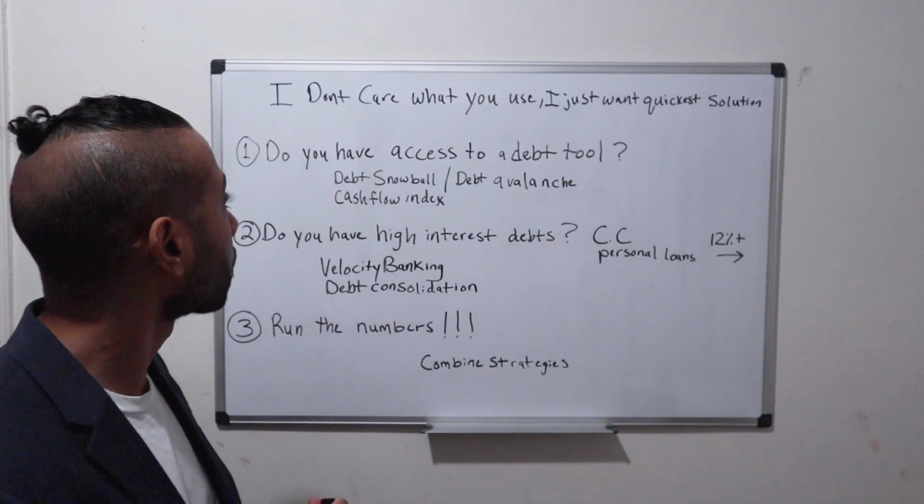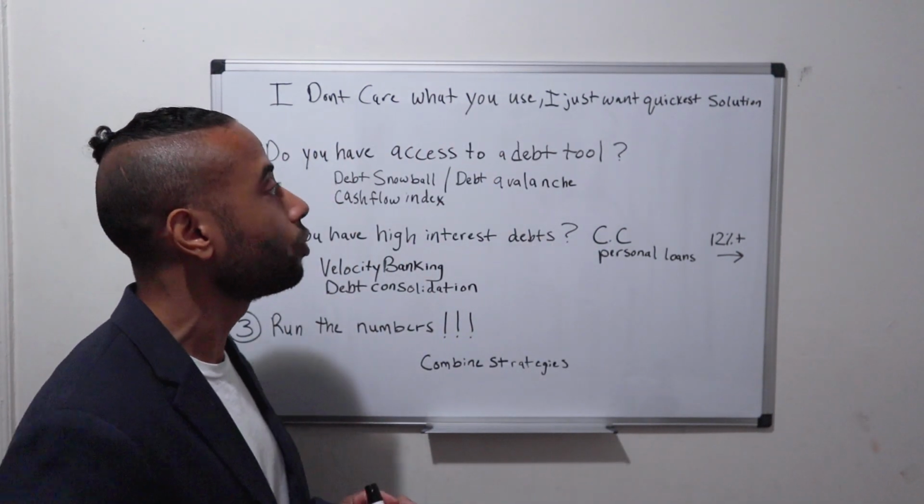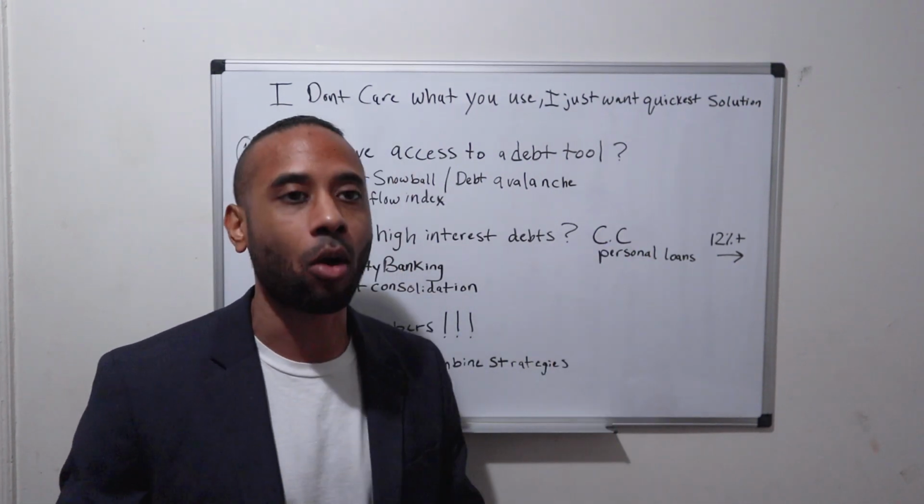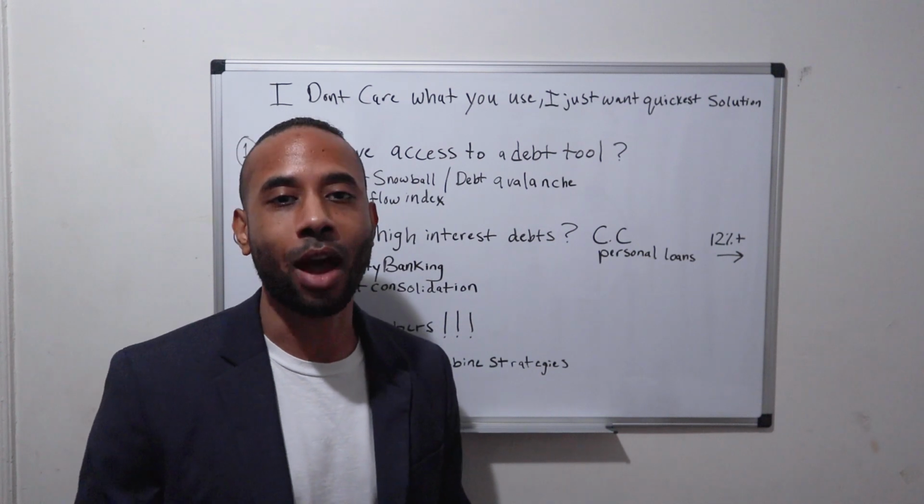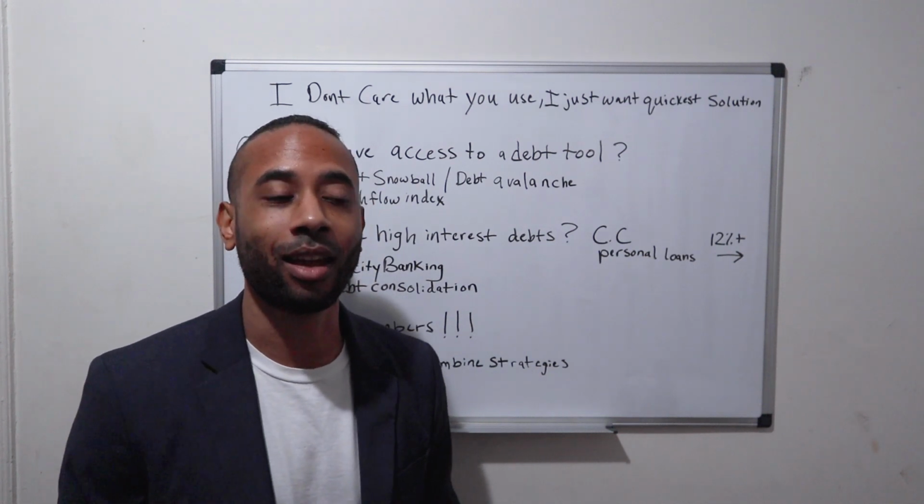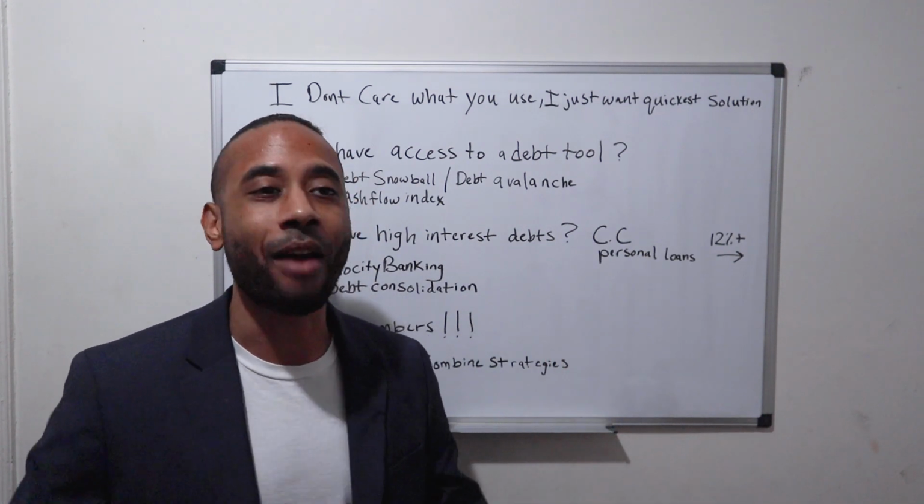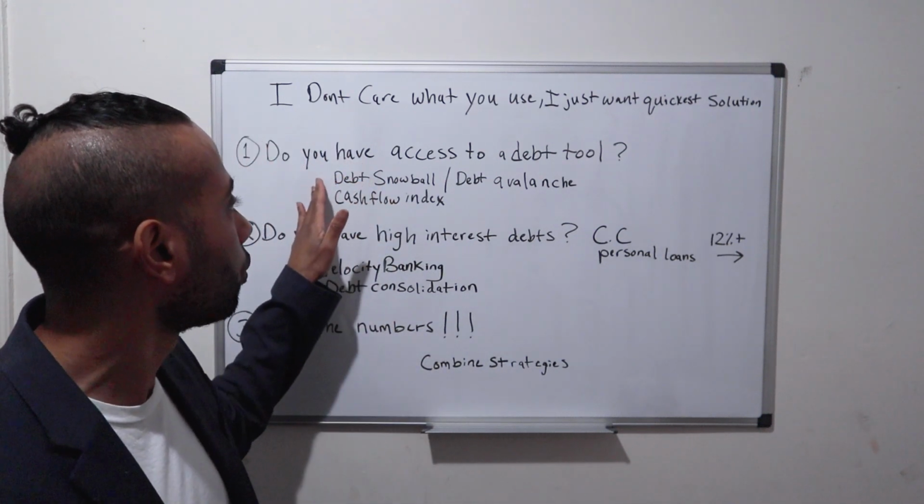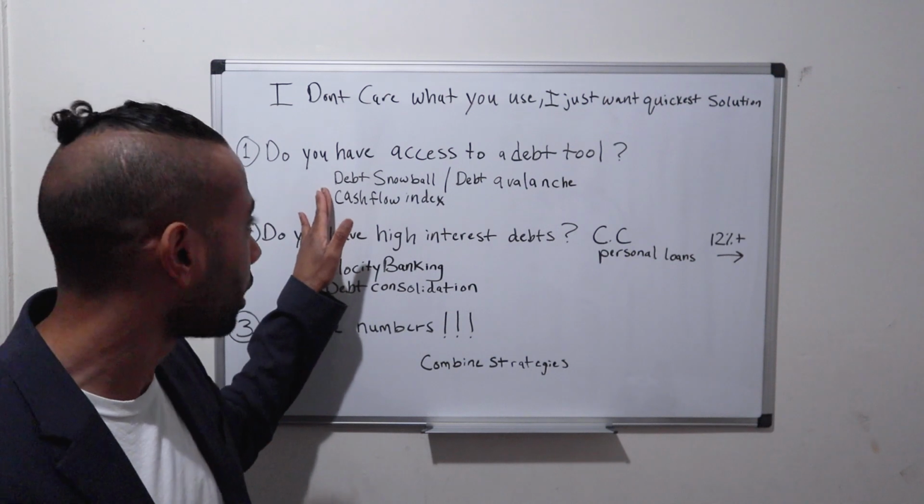So the very first question you have to ask yourself is, do you have access to a debt tool? So I created a video that lists out all of the debt tools that you have at your disposal to do velocity banking. And if you look on there and if you don't have anything from that, then it would be to your advantage to use some of these other debt payoff strategies.